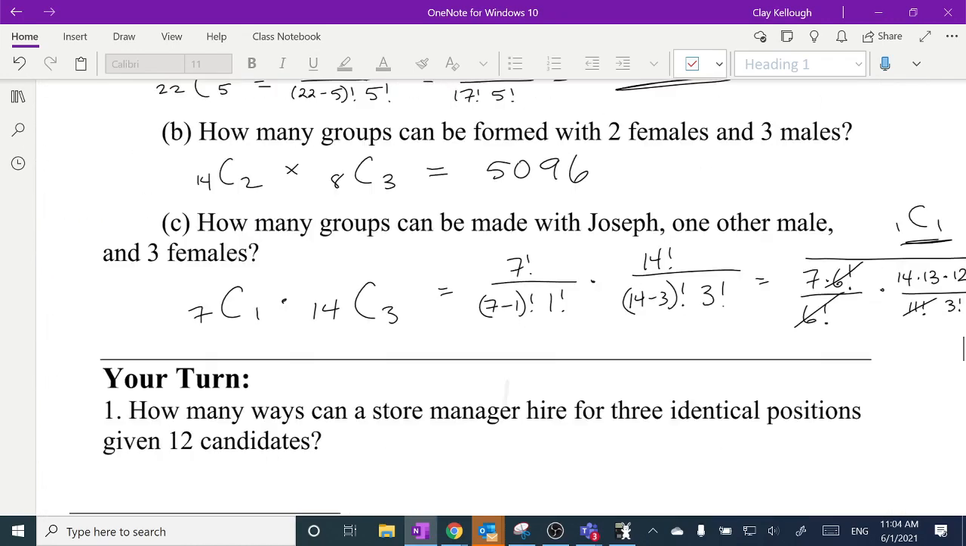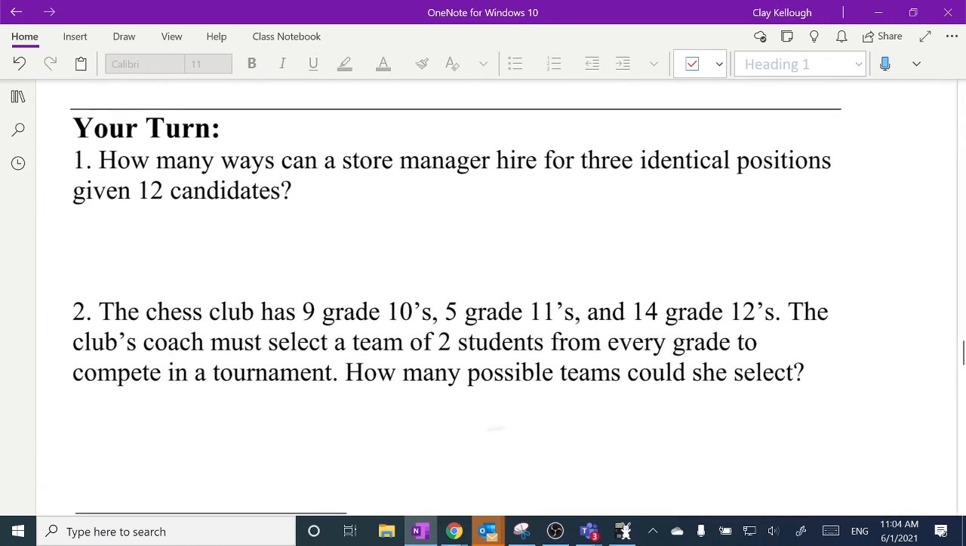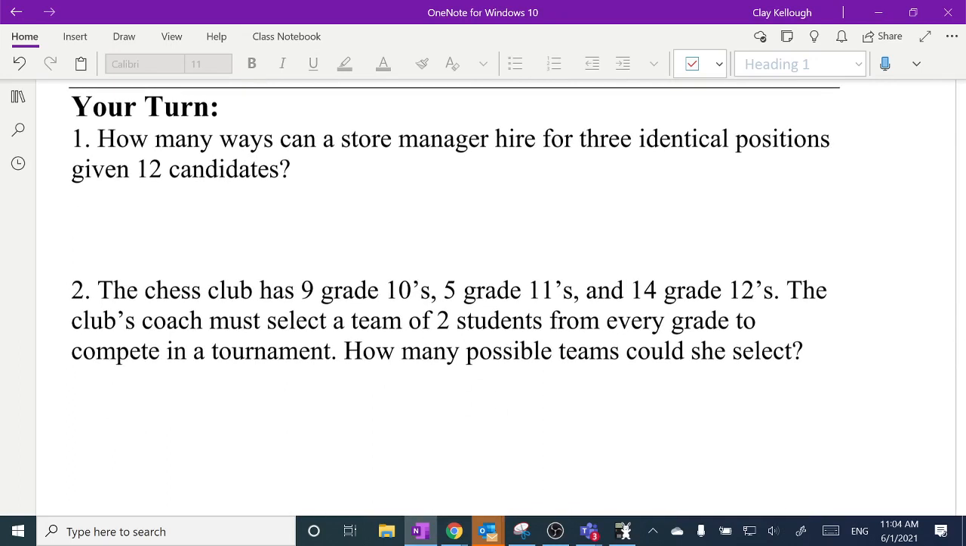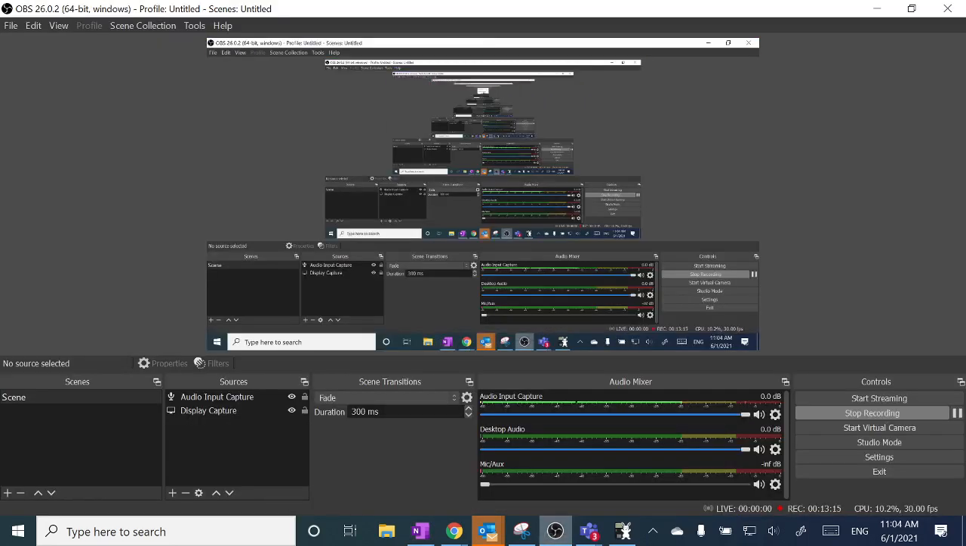Why don't you try one now? Actually, you'll try 2. How many ways can the store manager hire for 3 identical positions given 12 candidates? Number 2, the chess club has 9 grade 10s, 5 grade 11s, and 14 grade 12s. The club's coach must select a team of 2 students from every grade to compete in a tournament. How many possible teams could she select? Okay, I'm going to pause the video, give those questions a try.